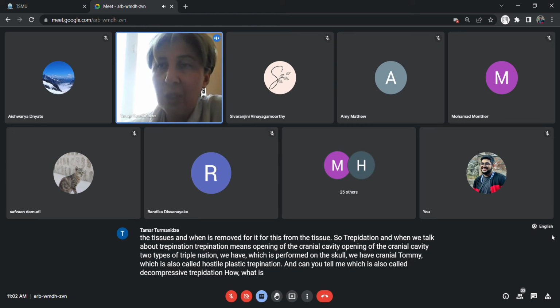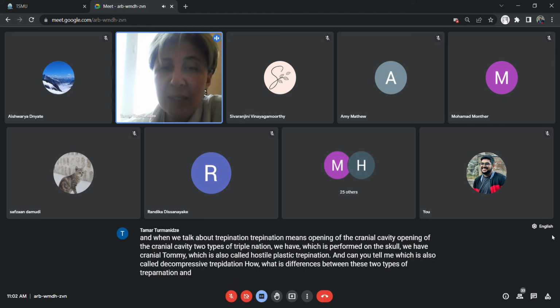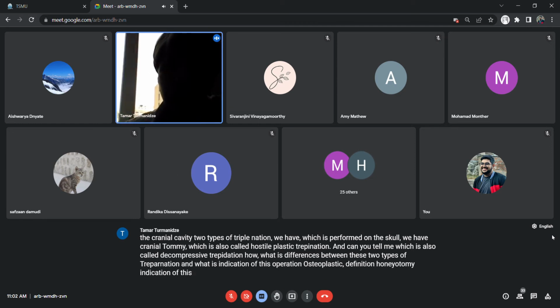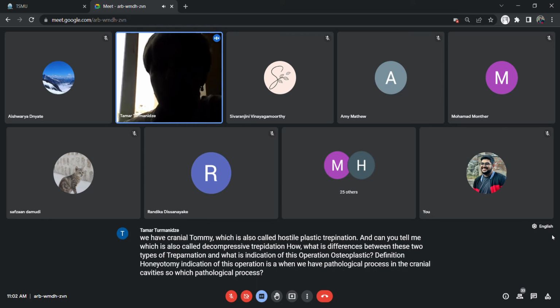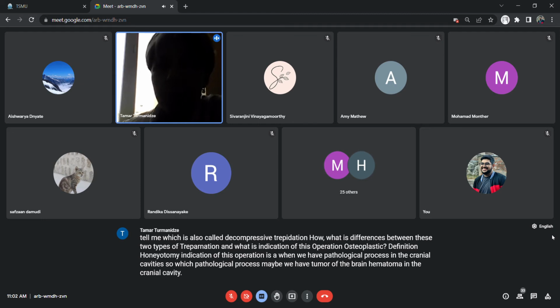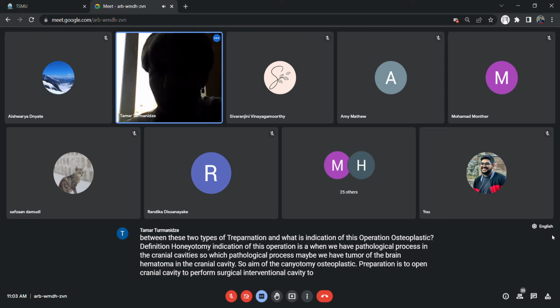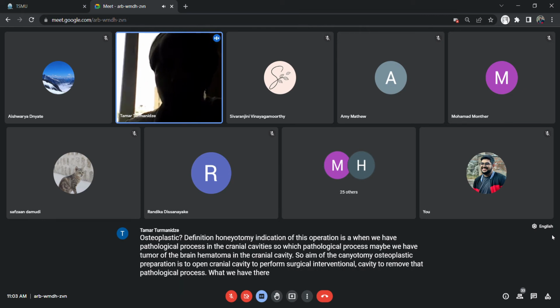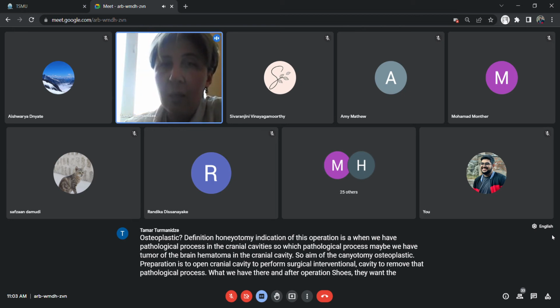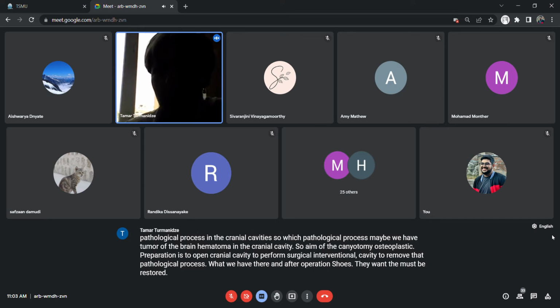What are the differences between these two types of trepanation, and what is the indication of this operation? Osteoplastic trepanation, craniotomy. Indication of this operation is when we have a pathological process in the cranial cavity. Maybe we have a tumor of the brain, or hematoma in the cranial cavity. So the aim of craniotomy, osteoplastic trepanation, is to open the cranial cavity, to perform surgical intervention in the cranial cavity to remove that pathological process, and after the operation finishes, the wound must be restored. Craniotomy, tomy means incision, yeah?